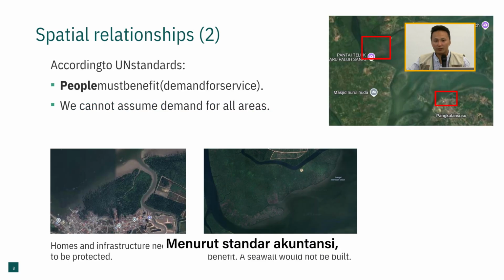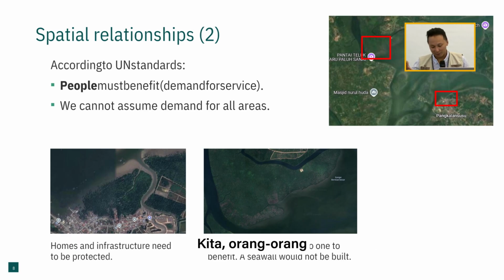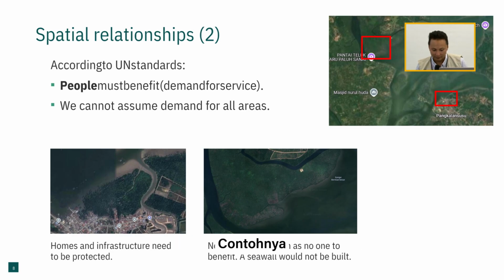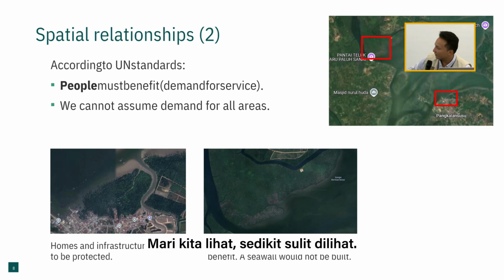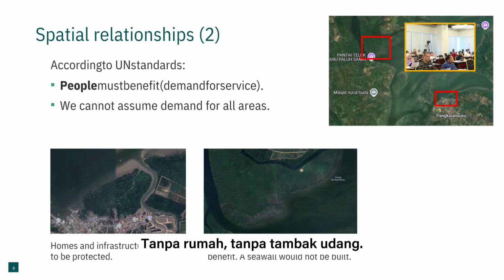So according to the accounting standard, people must benefit. In this framework, people, communities, economy must benefit. So let's take coastal protection, for example. Let's look at this picture here. No house, no fish, shrimp farm, no port. In this framework, there is no coastal protection because it is not protecting anything.